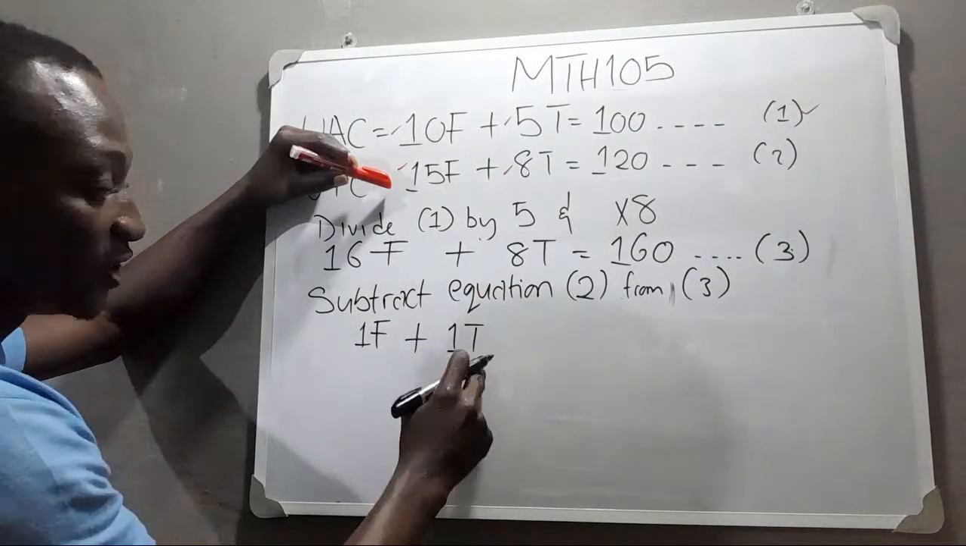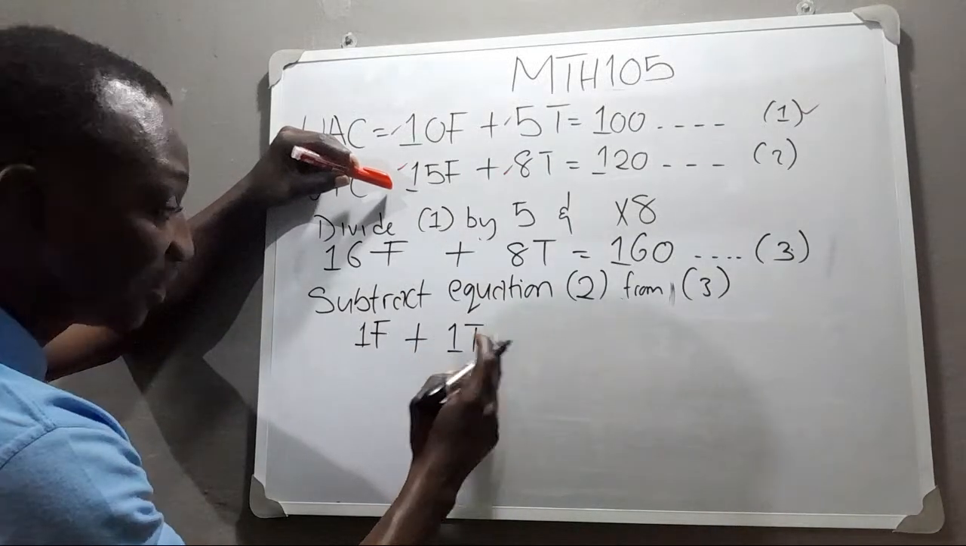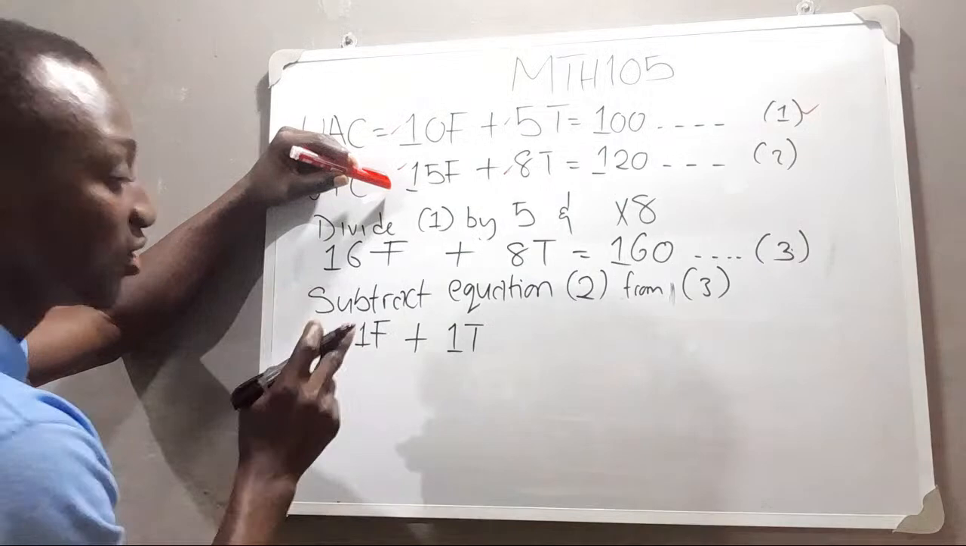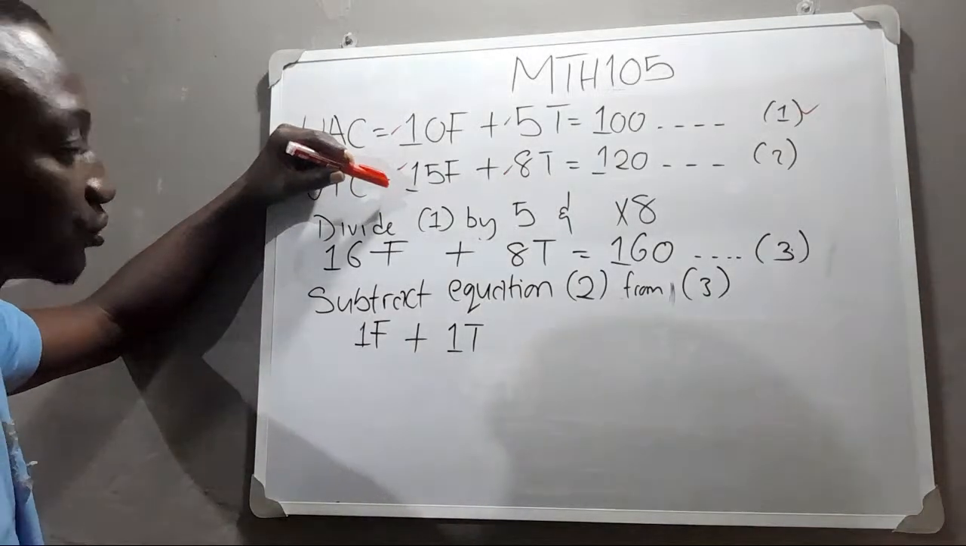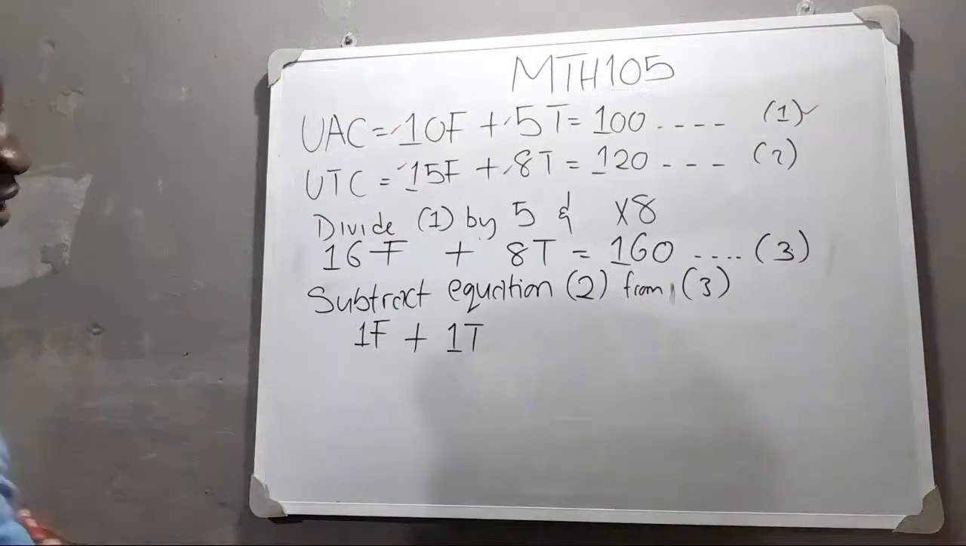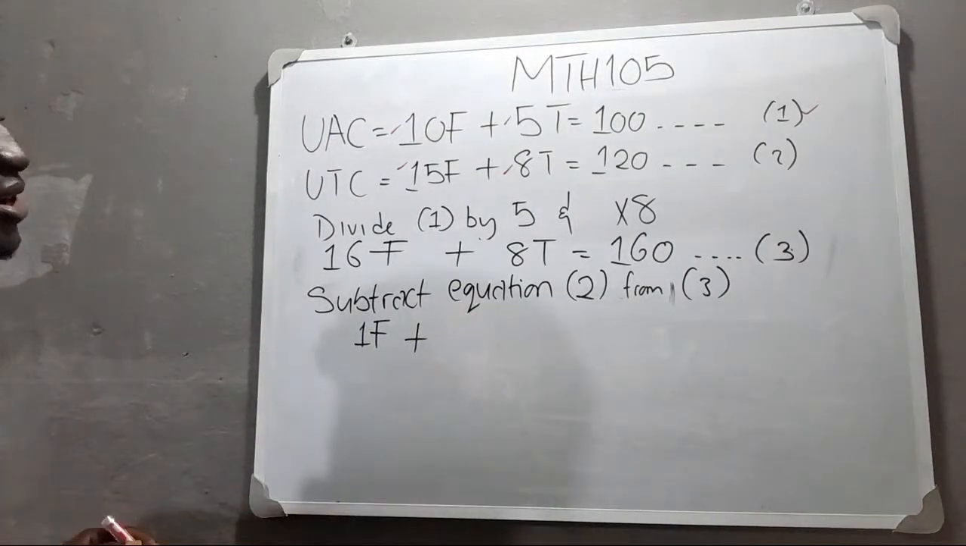8t minus 8t, normally should I give it? It's the same thing as just t. This is the same thing as just f. I hope you understand. I think that's not even necessary since we are eliminating.